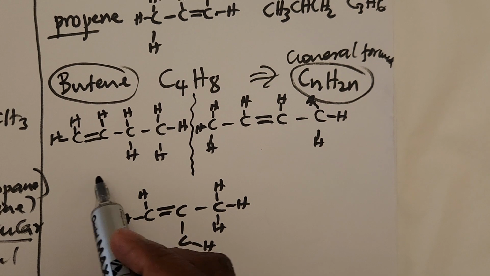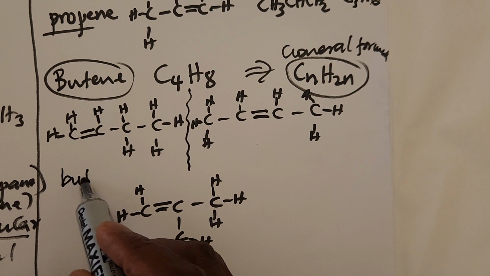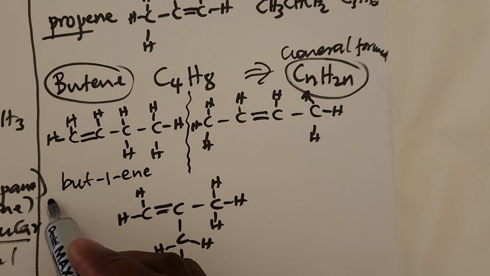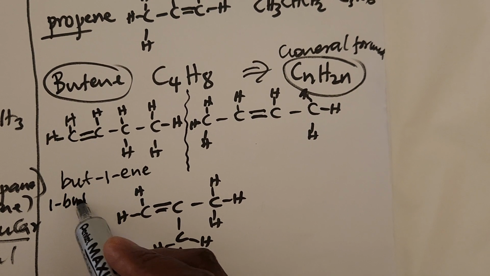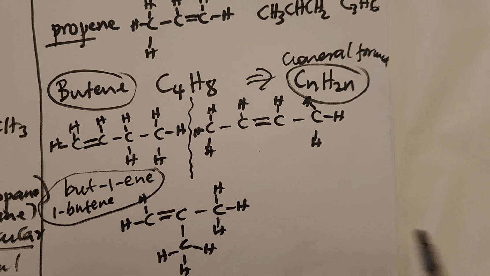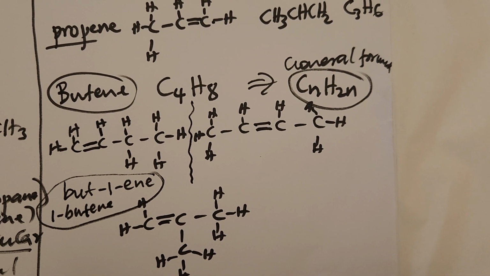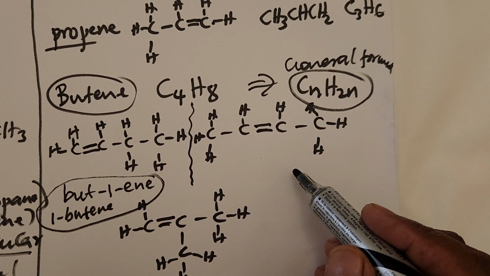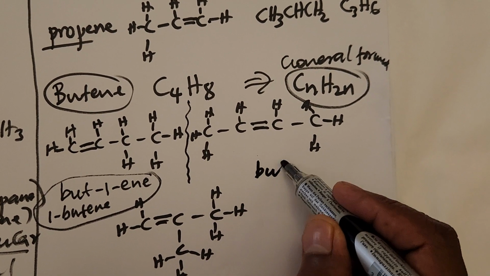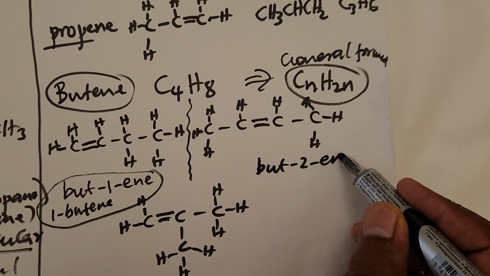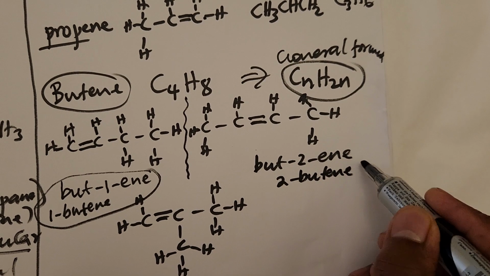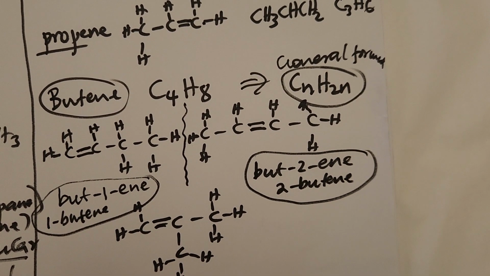The first one becomes but-1-ene, or some people call it 1-butene. That is fine. That is the name of the first one, but-1-ene or 1-butene. The second one, if this one is but-1-ene, you can now even know how to name it: it becomes but-2-ene, or is called 2-butene. That is the name of the second one.